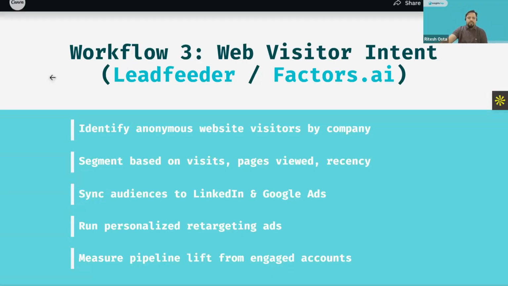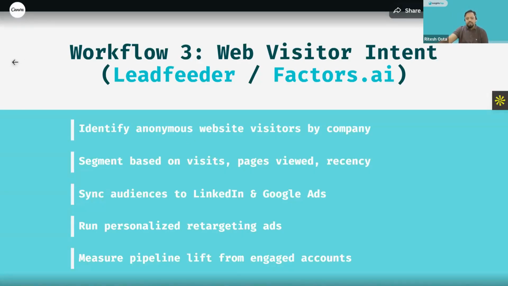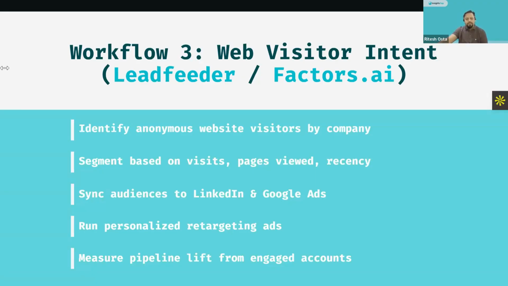So that technology is already there thanks to Six Sense and Bombora and Clearbit and HubSpot. The technology is there now. So identify anonymous website visitors by company very easily. Okay, segment based on visits, pages viewed, recency.